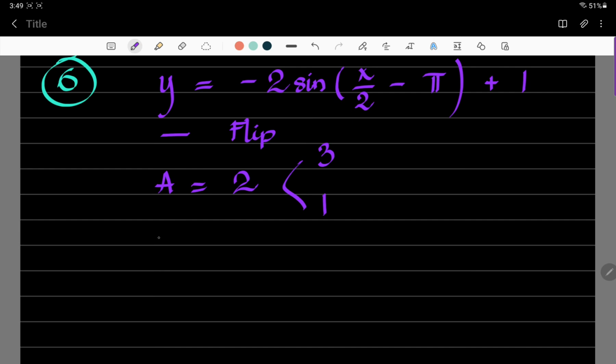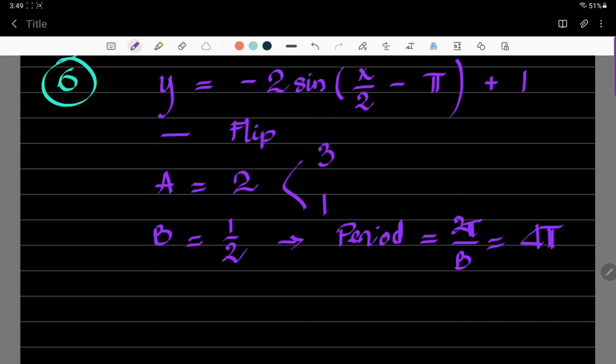All right, what's B, guys? The number with x. 1/2. 1/2. So if we have to do the period, 2 pi over B becomes what?